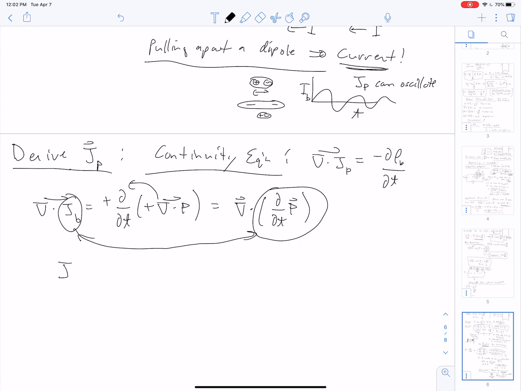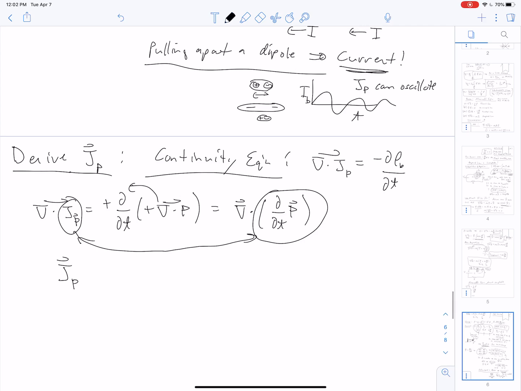So that means that my polarization, I keep changing the name of it. I'm sorry, let me stay consistent. This is my polarization current, and so J_P is equal to dP/dt. So if there's a time rate of change of polarization, then that's equal to the polarization current. They're exactly equal.